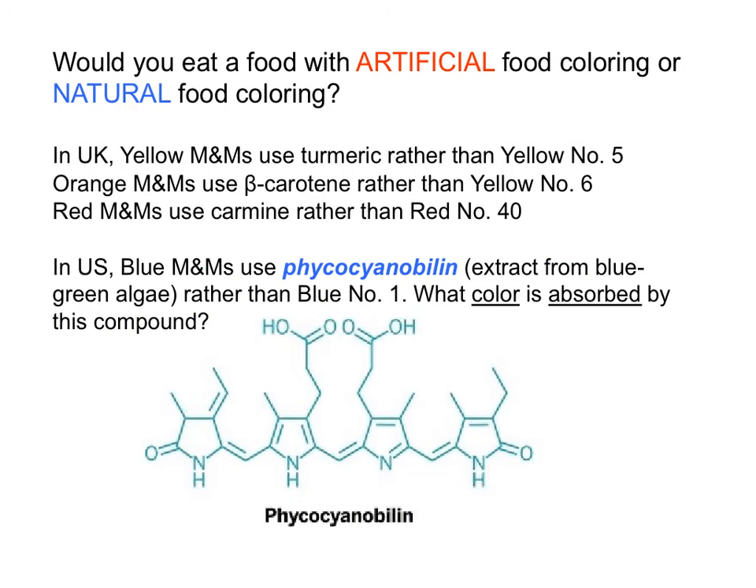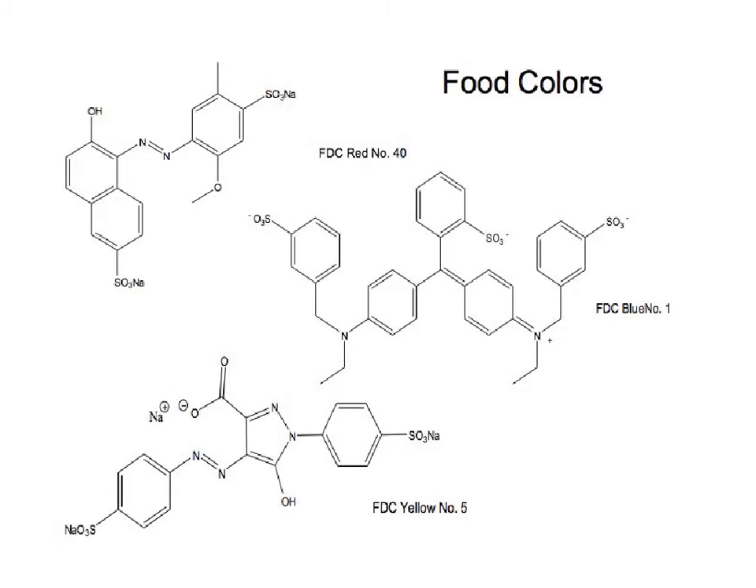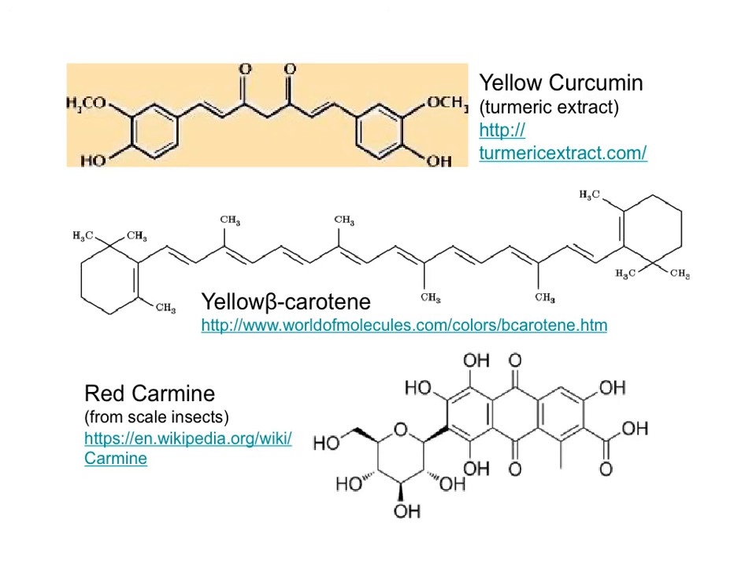Some food companies are using natural food colorings rather than artificial food colorings. For example, turmeric is yellow, beta-carotene is orange, and carmine is red. Blue M&Ms use phycocyanin from blue-green algae. Remember from our study of color, a substance that appears blue absorbs its complementary color, which is orange. Our Food and Drug Administration has approved 9 color additives for food. Here are 3 of them. Here are the structures of natural food colors. Are these structures similar to the artificial food colors?